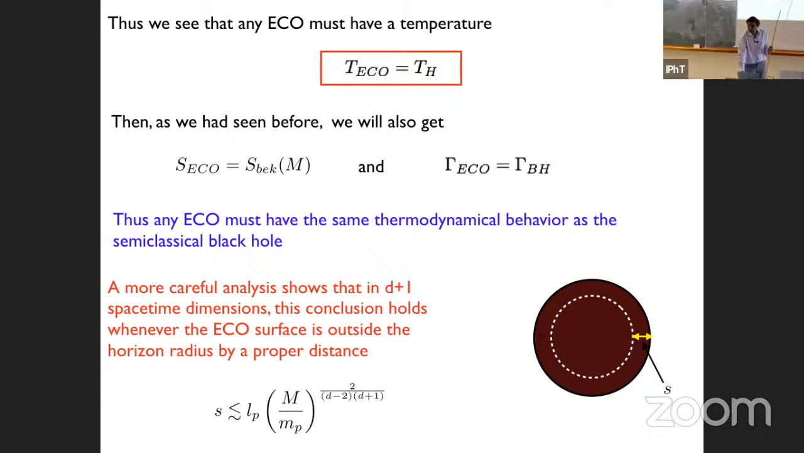Does somebody have a question for me? Maybe there. Scale and not at the Planck scale.